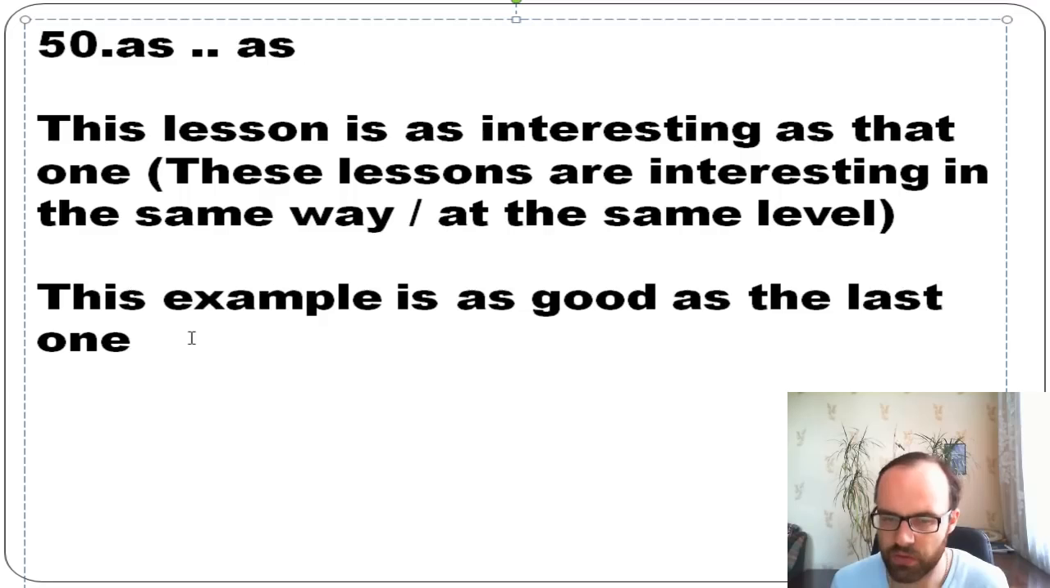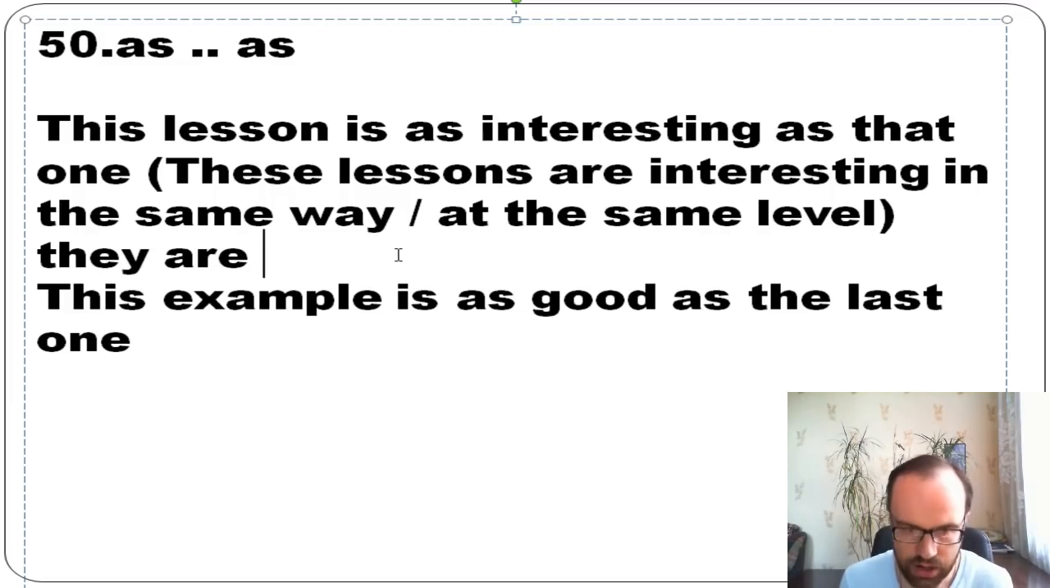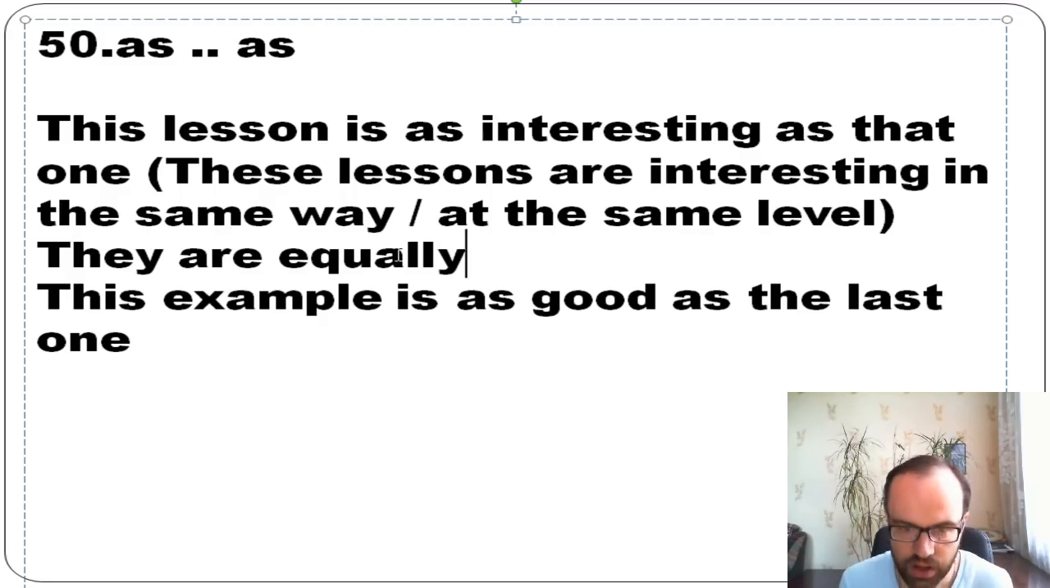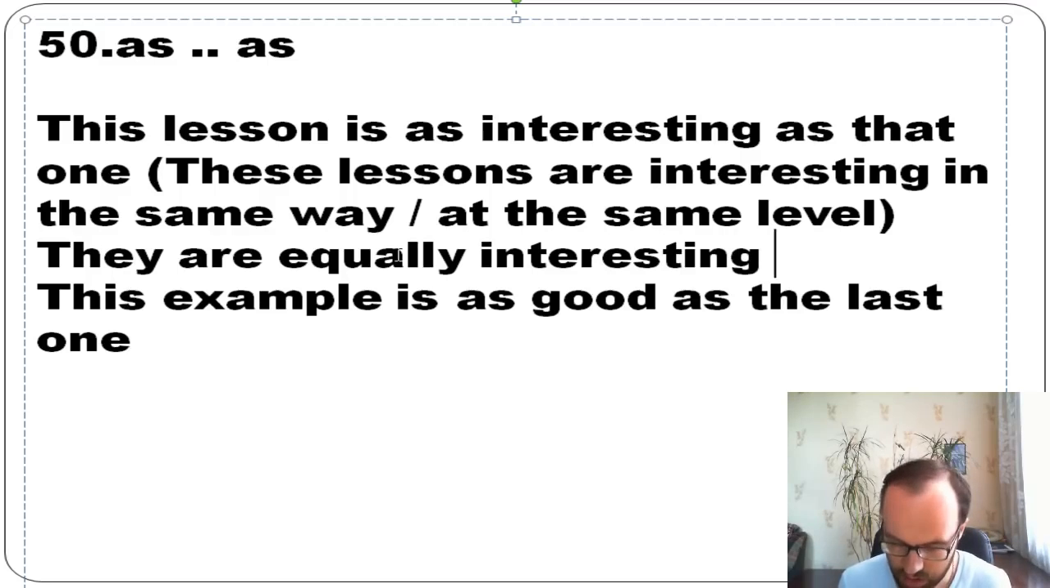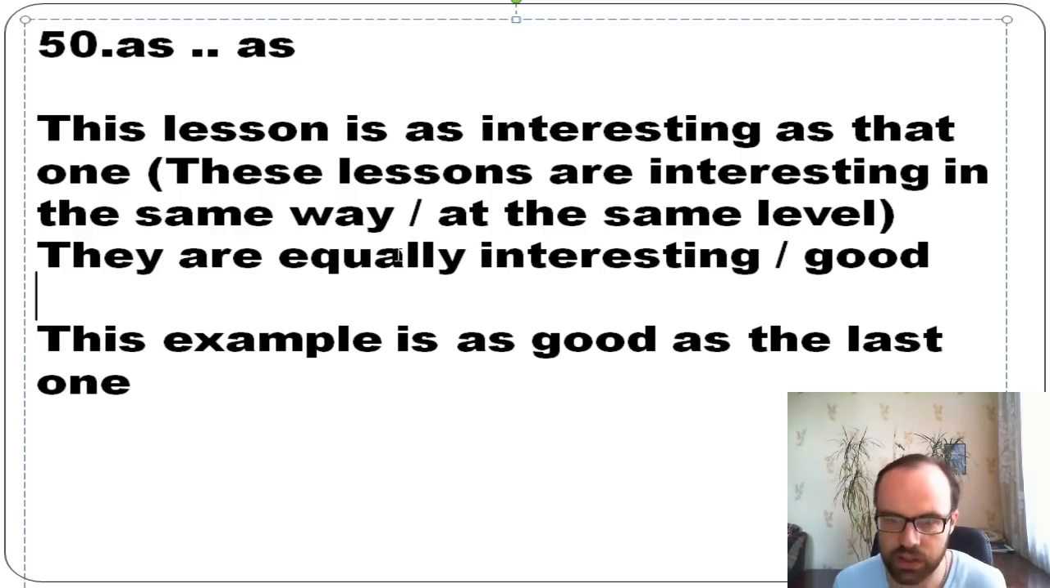It means that both these examples are good, and they are equally good. So they are equally interesting. They are equally good. It's one level. They have the same level. This example is as good as the last one, as.